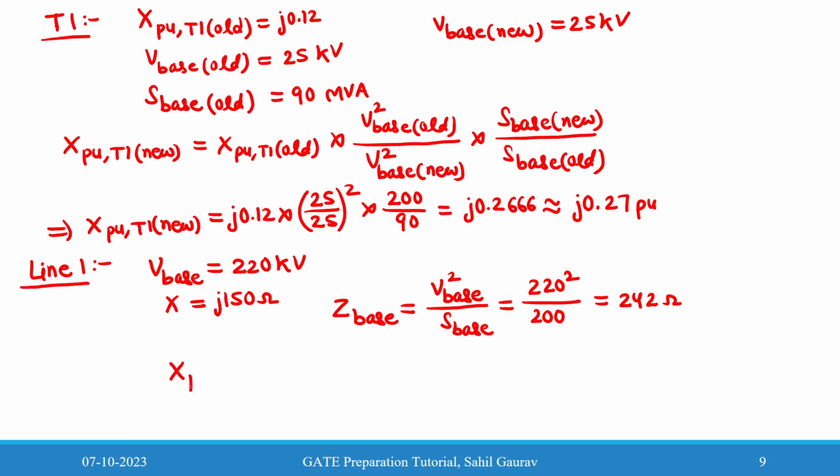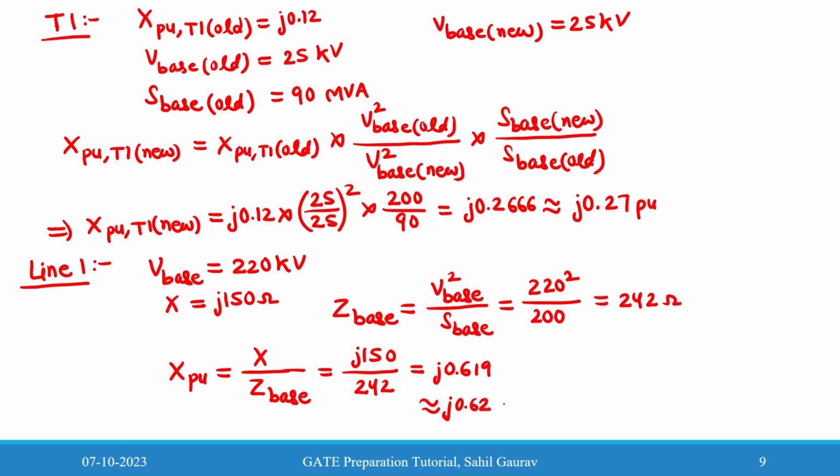So X per unit for the line will be X divided by Z base, which is j150 divided by 242. So it will be j0.619, equivalently equal to j0.62 per unit.